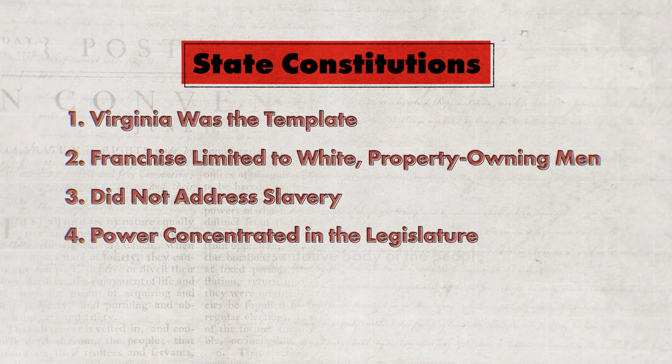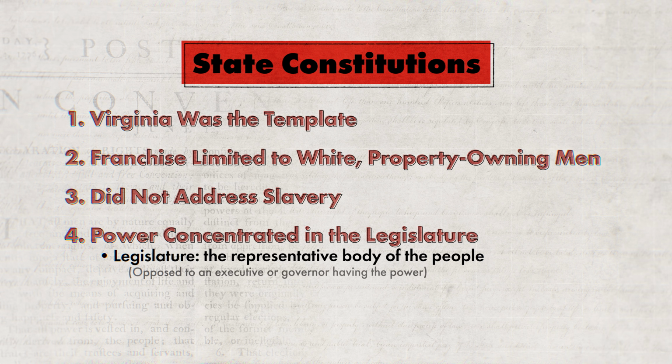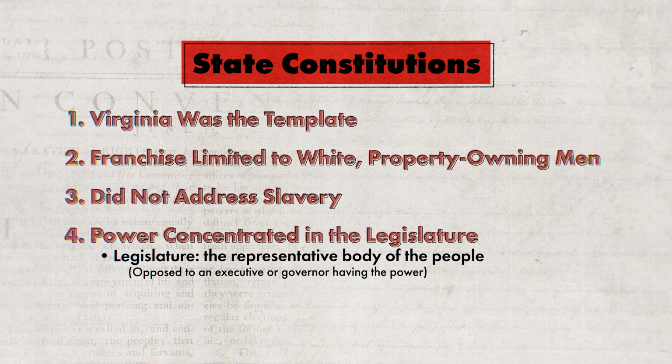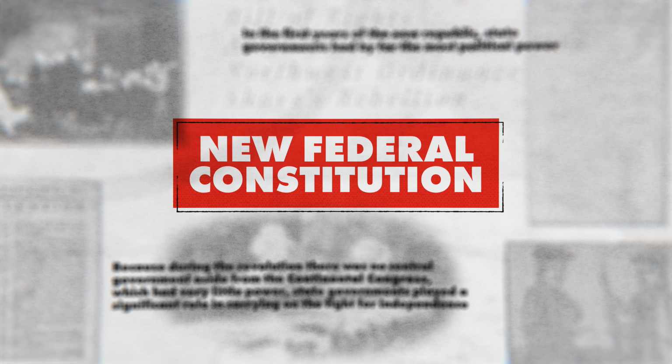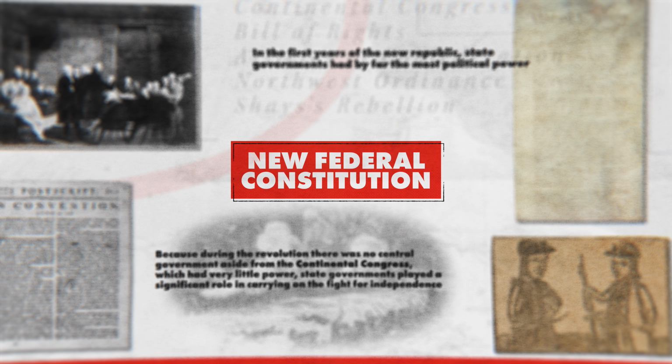Okay, fourth and finally, state constitutions created a government in which most of the power was concentrated in the legislature, which was the representative body of the people as opposed to an executive, like a governor. Furthermore, almost all state representative bodies were bicameral, and that indicates that after so long enduring what they considered the tyranny of arbitrary executive power in the hands of stupid Great Britain, the new state constitutions wanted to decentralize power as much as possible.